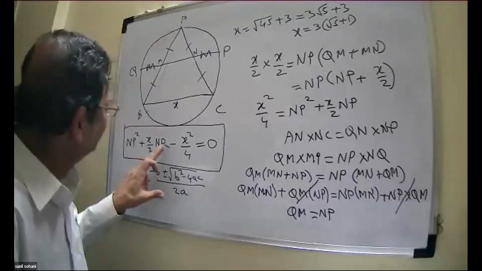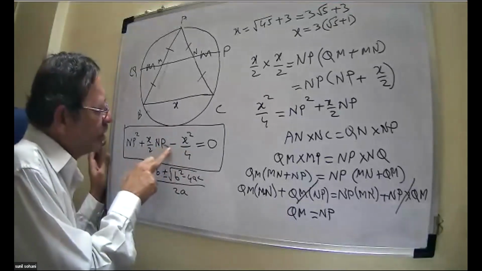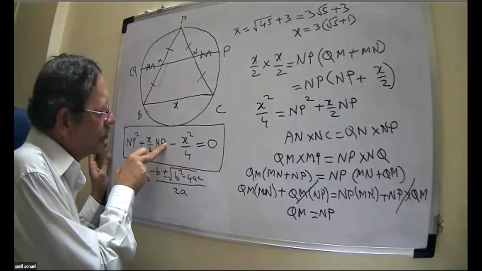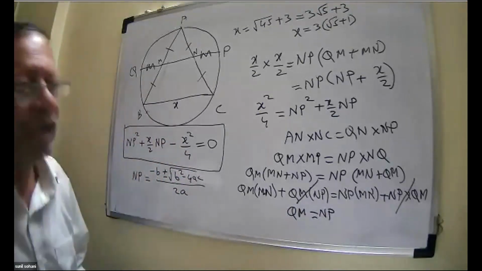Pardon me? You have written NR instead of NP in that quadratic equation. Do you hear? No, it is not R. It is a dash by my finger.